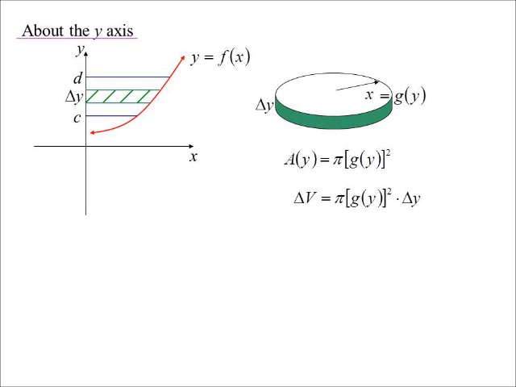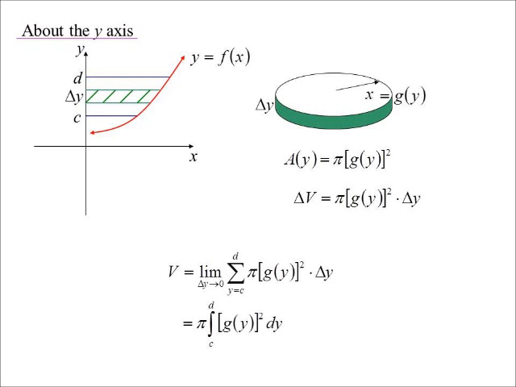And so my overall volume will be that area times the thickness. And if I was to find the total volume, I'll sum all of those solids up, and that becomes an integral. And of course, I'm using the y values. Notice C to D on the y value there.